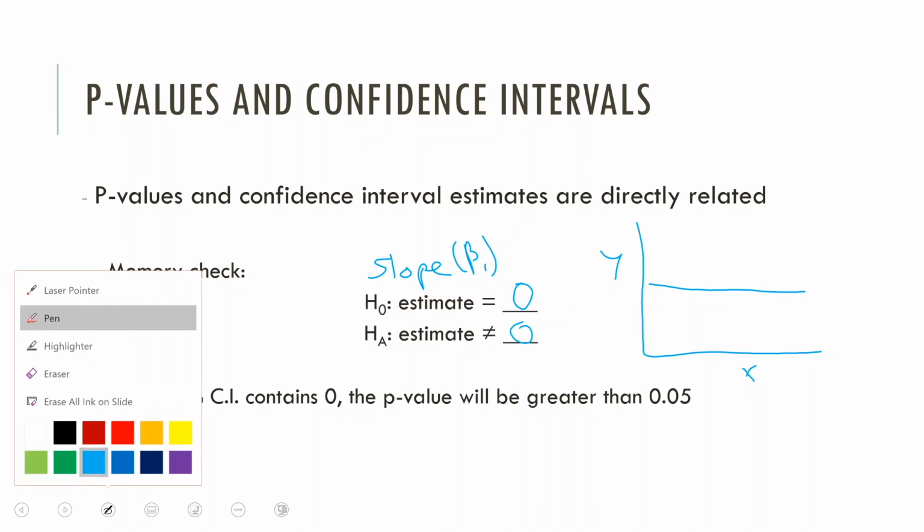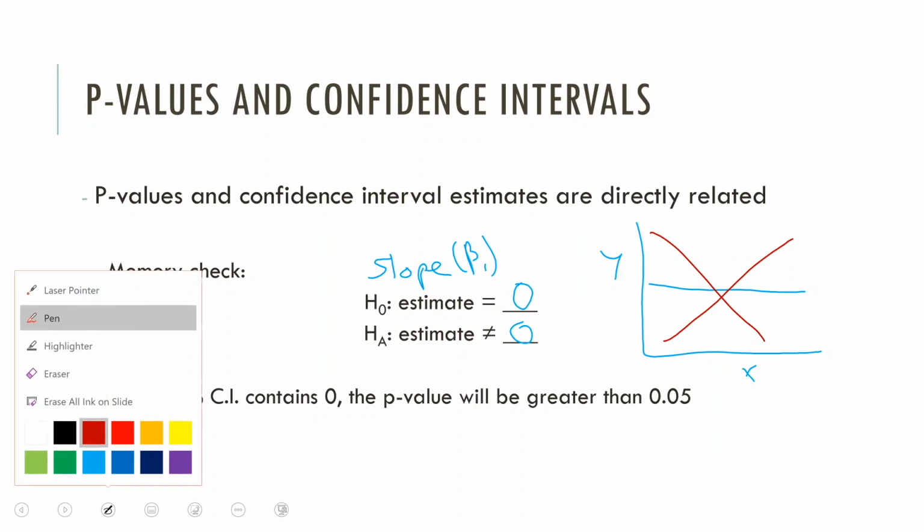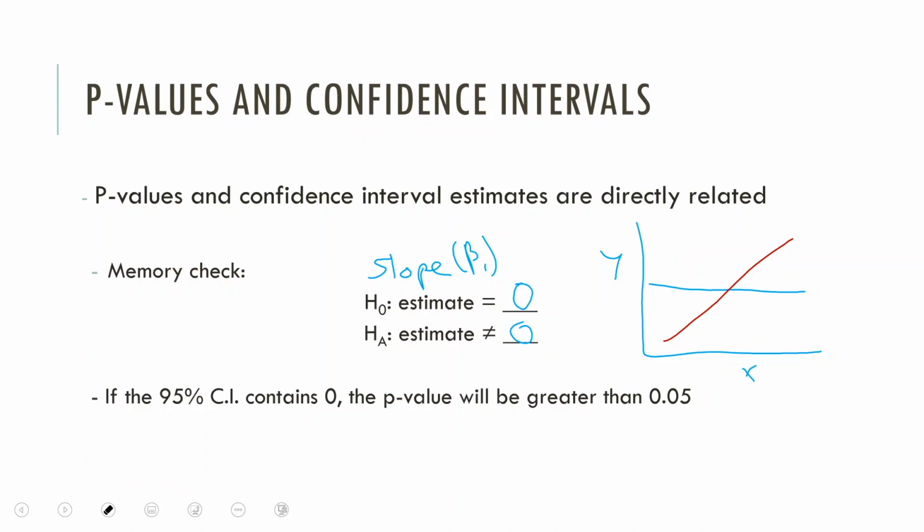So it could be anything else, right? It could be this, which we saw. It could be that, which we did not see. But we just know that it's not 0. And that's what those p-values are relating to. If the confidence interval contains 0, then the p-value is going to be greater than 0.05.